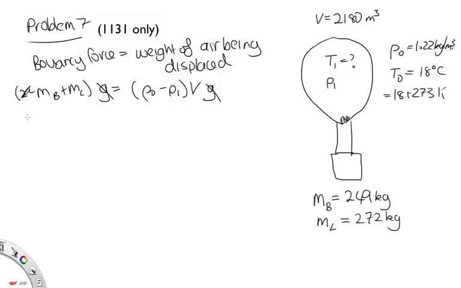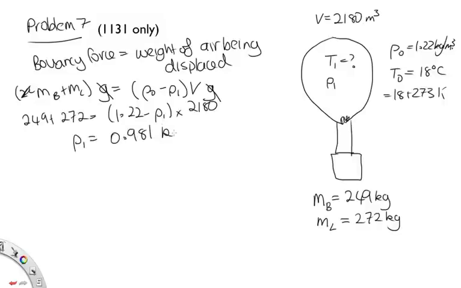Okay, so let's substitute in. We've got 249 plus 272 is equal to 1.22 minus rho 1 times 2,180. So add these together, divide by this, and then rearrange to get rho 1. When we do that, we get rho 1 is equal to 0.981 kilograms per meter cubed.